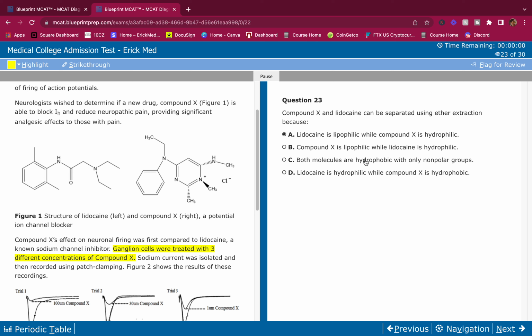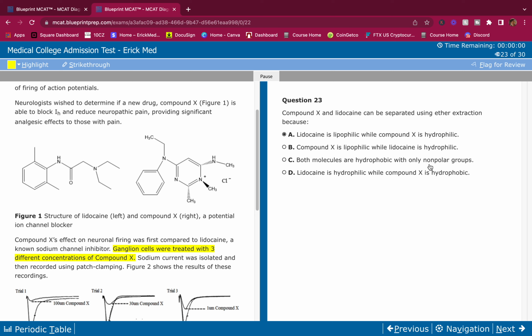All right. This is how they're trying to trick you guys. Okay. Lipophilic, hydrophilic, hydrophobic, lipophobic. All right. Hydrophobic is the same as lipophilic. All right. Remember that. So don't get confused here. Both molecules are hydrophobic with only nonpolar groups.